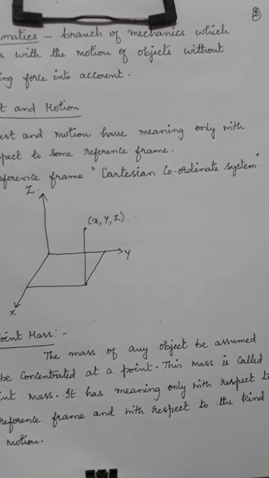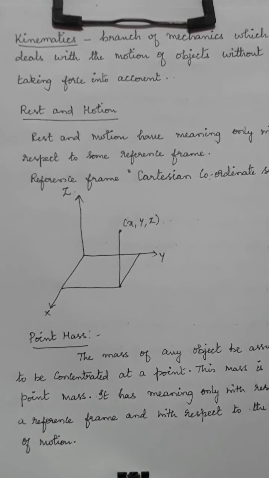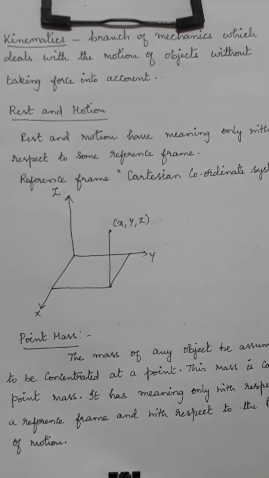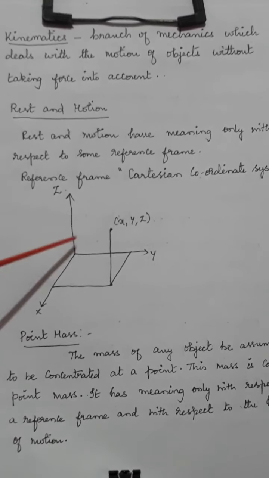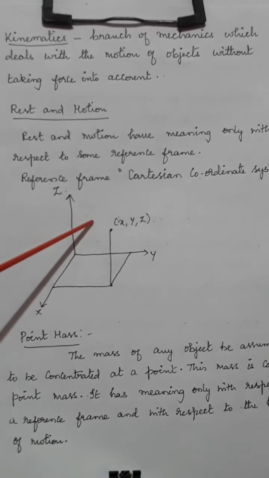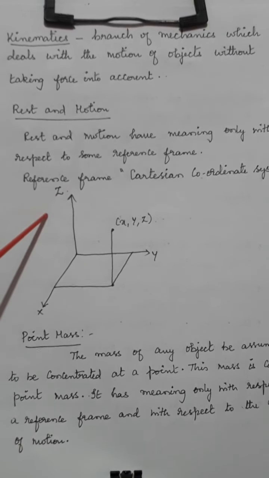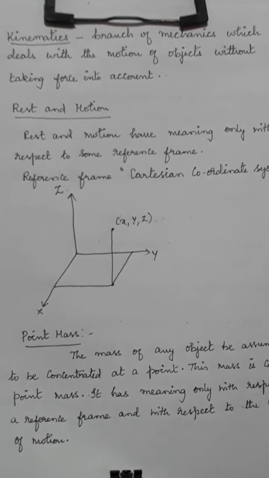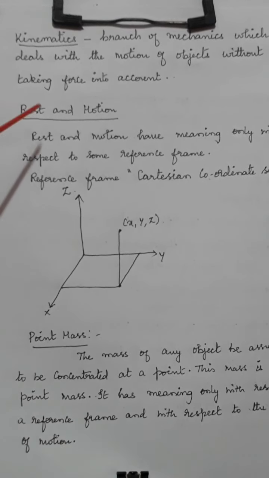In fact, even rotations are also explained in this. We have studied about moment. Like in moment, there are anti-clockwise moment and clockwise moment. So how will I represent that? This z-axis will rotate along the left side if it is anti-clockwise. If it is clockwise, it will rotate to the right-hand side. So Cartesian coordinates are used to explain rest and motion.